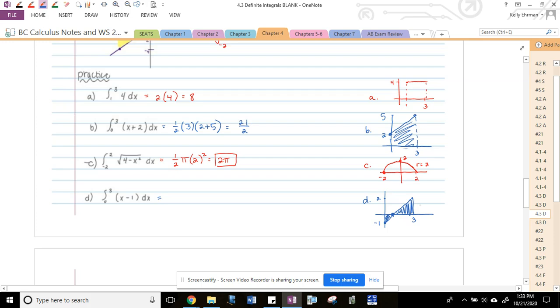So the negative area is the first little triangle. So I'm going to write it as -1/2. Its base is 1 and its height is 1. Plus the other triangle is positive. 1/2 times, this one goes from 1 to 3. So its base is 2 and its height is 2. So -1/2 plus 2 is 1.5, or 3 over 2.